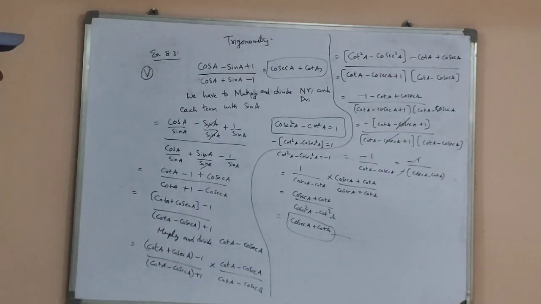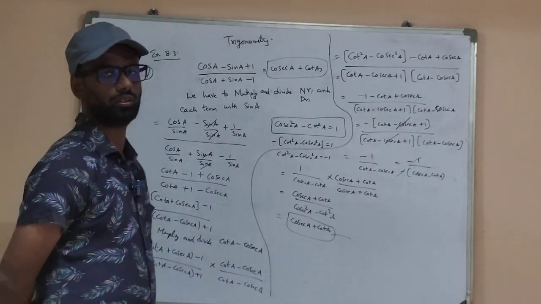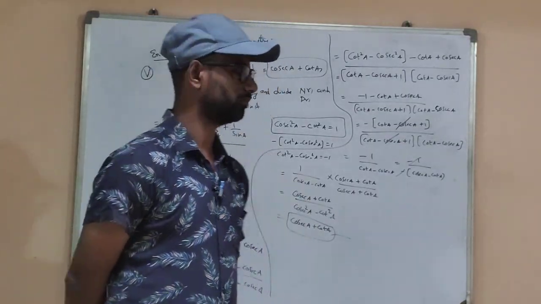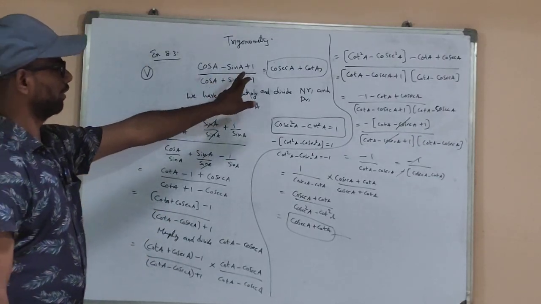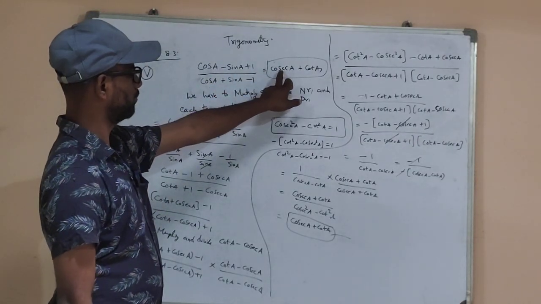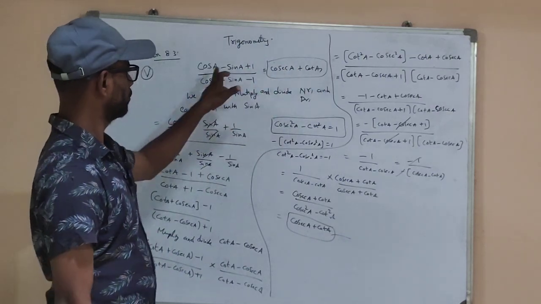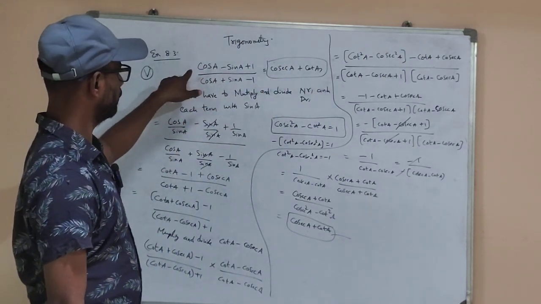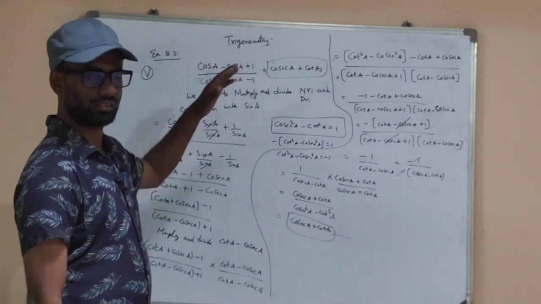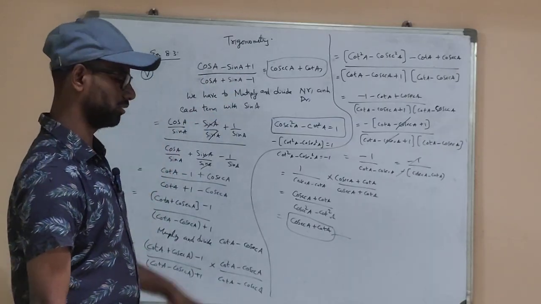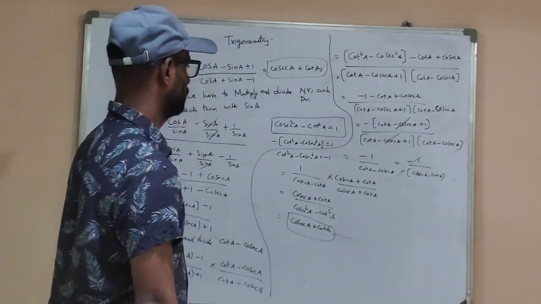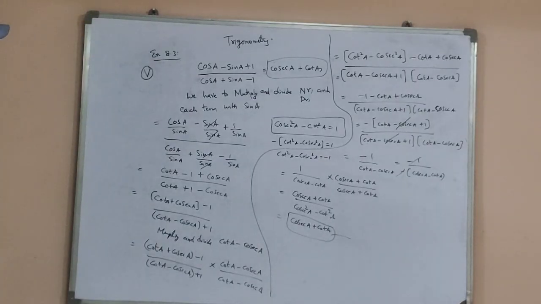Okay. So in this way we have to solve the answer. We just have to observe the RHS, it contains the terms of cosecant and cot A. So to convert them, we have to divide the numerator and denominator of the LHS by sin or cos. Okay. So this is the answer.